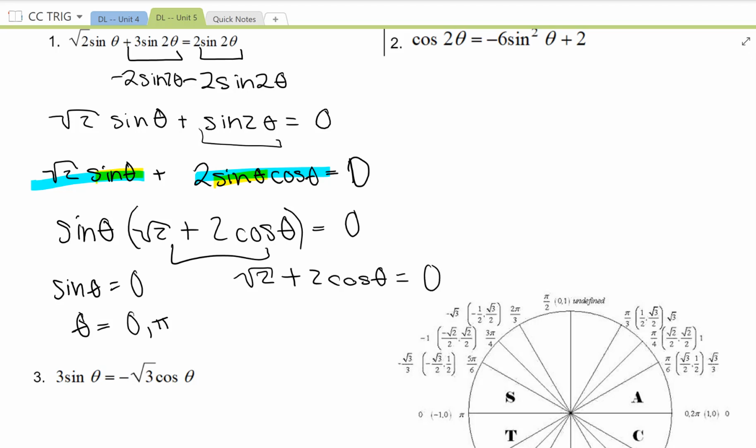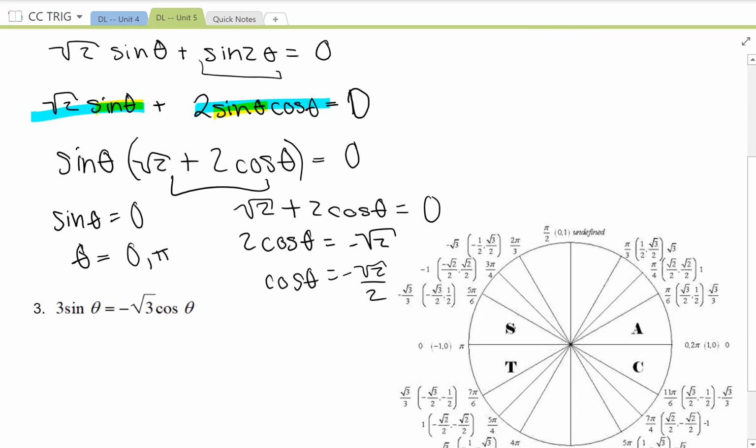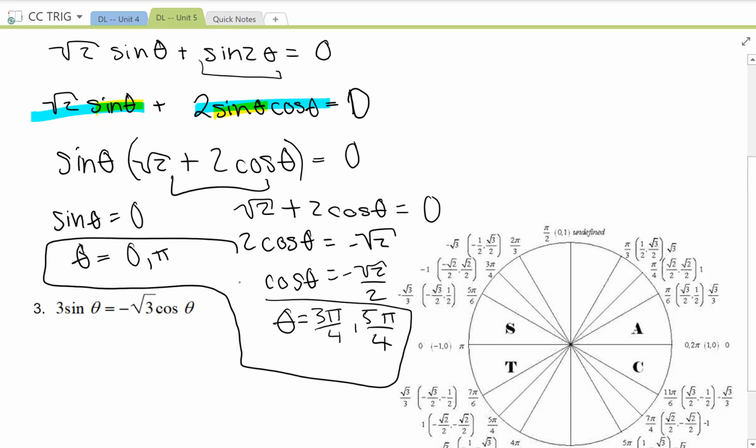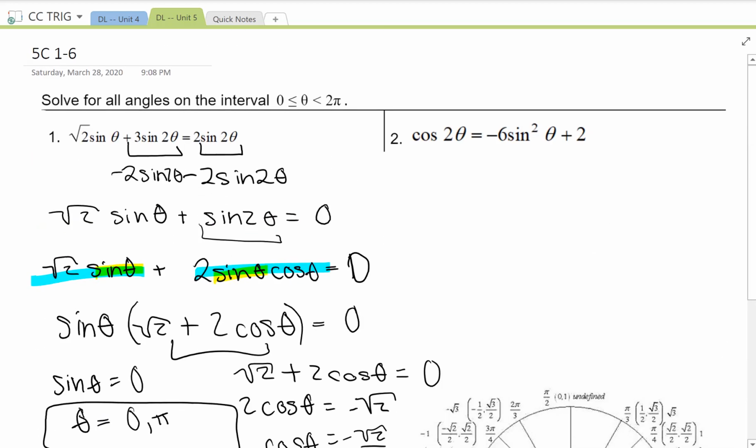Subtract root 2. And then divide by 2. And where is cosine theta equal to negative root 2 over 2? Cosine is negative in the second and third quadrants, negative root 2 over 2, so that would be at 3 pi fourths and 5 pi fourths. And these are my 4 answers for my equation.